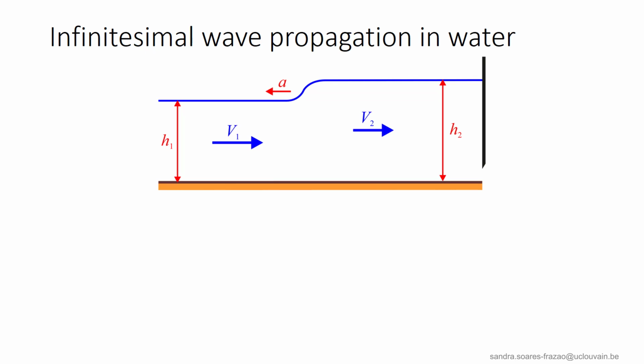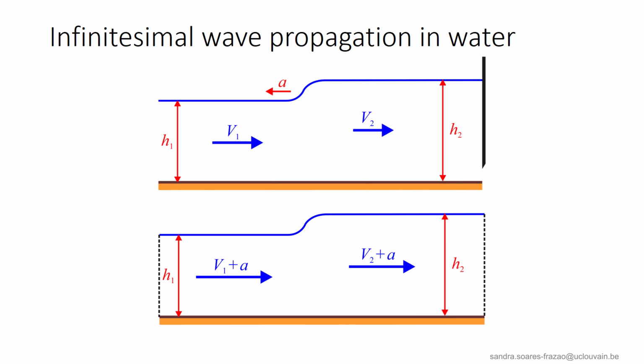So let us consider this channel, with a gate here at its downstream end. If the gate is moved to reduce the discharge below it, so it is slightly closed, a surge wave is generated here that will travel in the upstream direction at a speed a. To analyze this situation, we will consider a volume moving with the wave. So we thus express the relative velocities v1 plus a and v2 plus a as we follow the wave a.